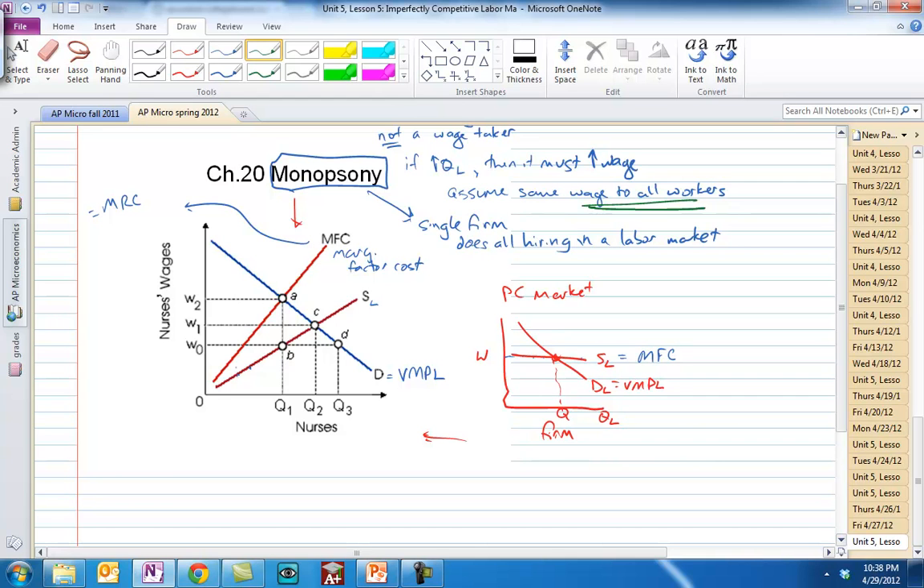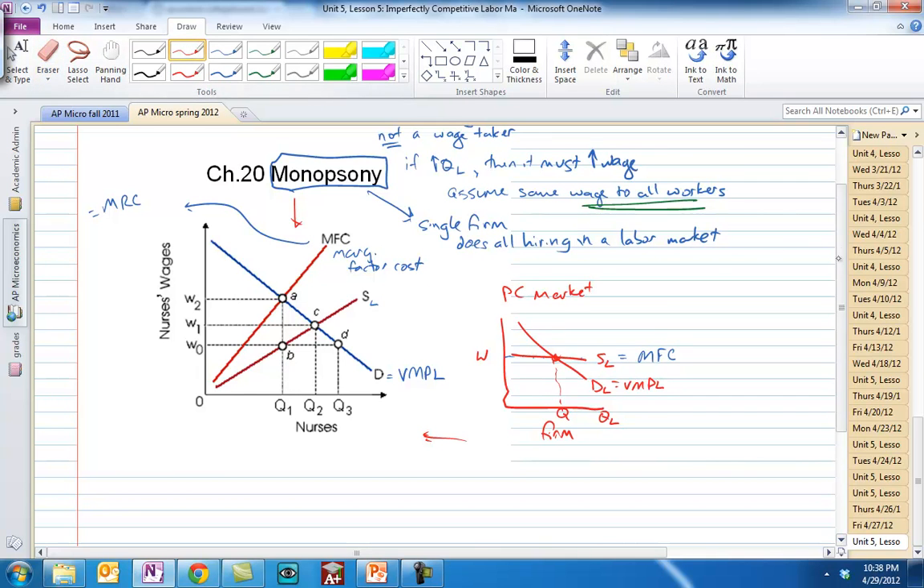So to hire one more worker, you've got to pay more than just the wage to that, say, second worker. You've got to pay that wage to that second worker plus whatever the difference is between the wage of the second worker and the wage of the first worker. You've got to add that to the first worker's salary. I'm not going to bother doing the numbers behind all this. We could set up tables and all that kind of thing.